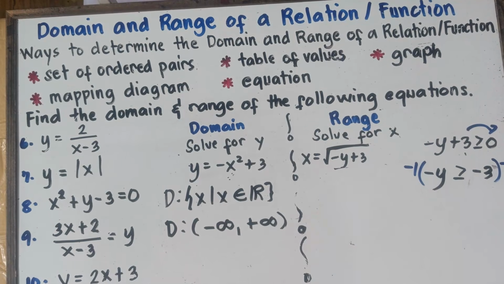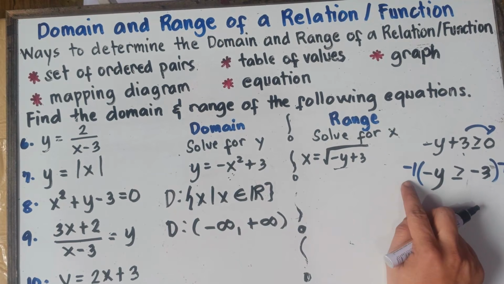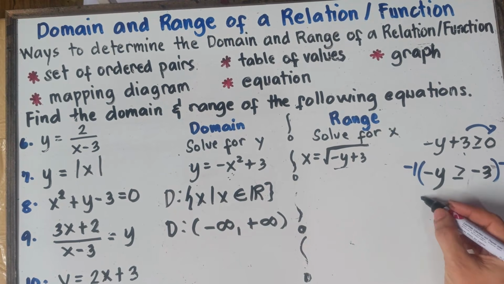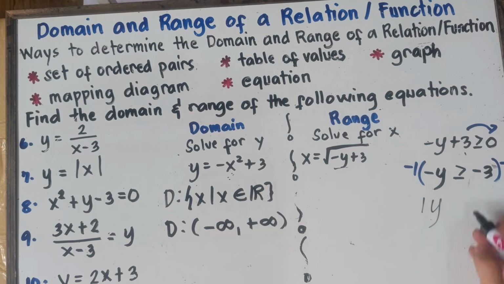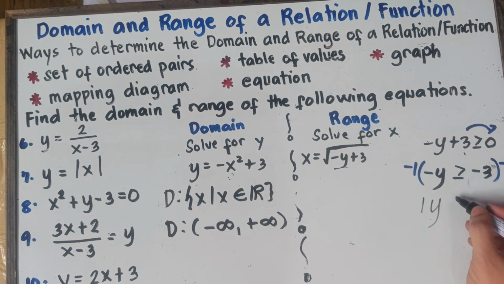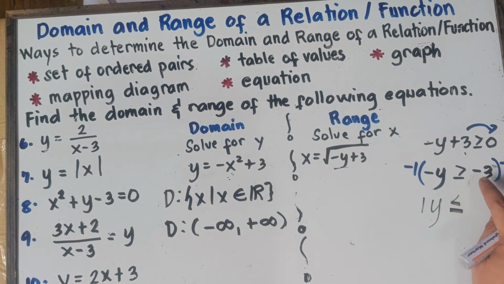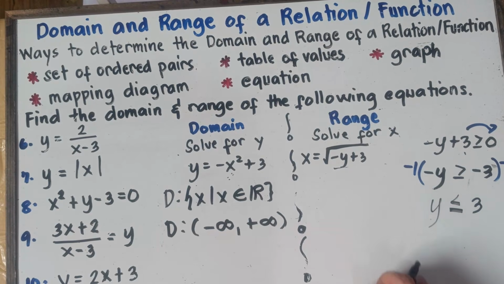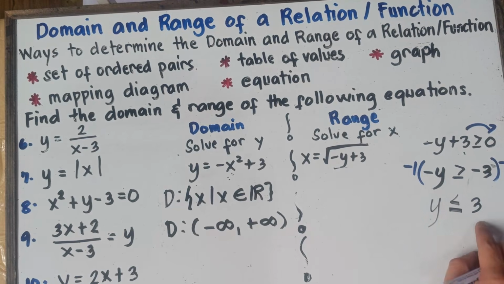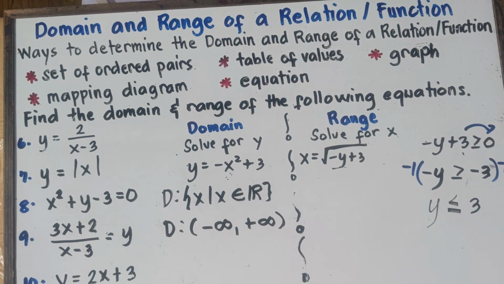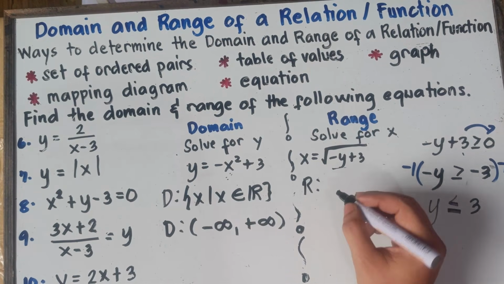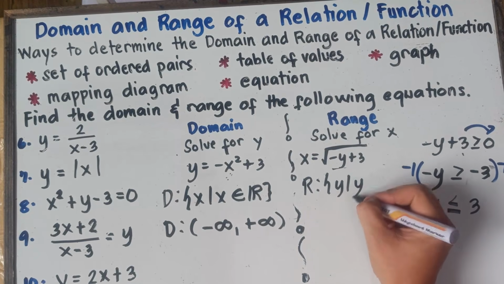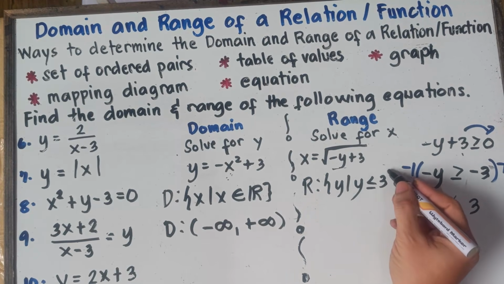Alright, so this will be negative 1 times negative y. That would be positive 1y. And then change this one. This is greater than, it will become less than or equal to negative 3 times negative 1. That would be positive 3. 1y, that would be the same as y. So therefore, the value of y would be less than or equal to positive 3. Alright, so the range would be the set of all y such that y is less than or equal to positive 3.